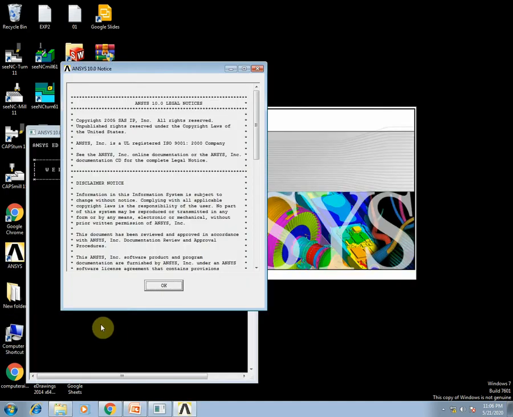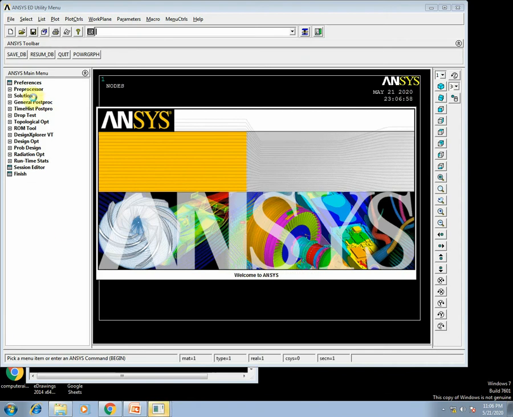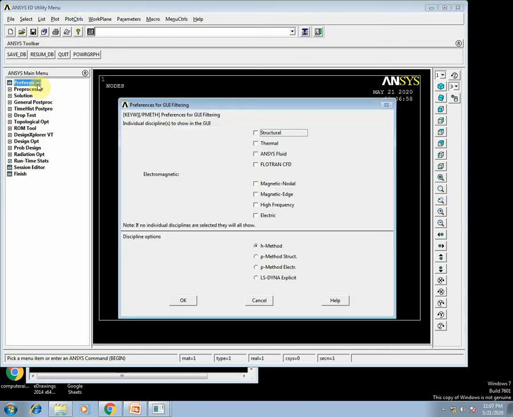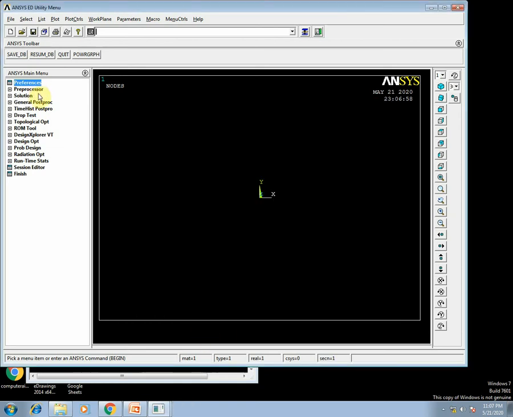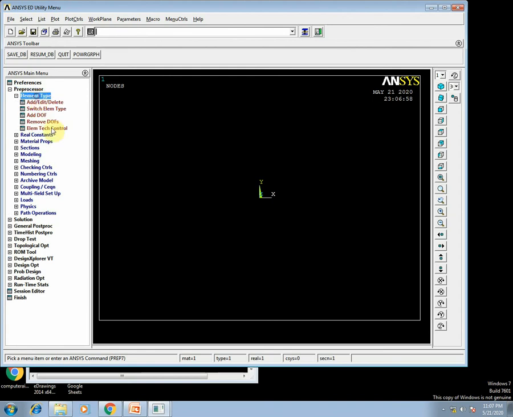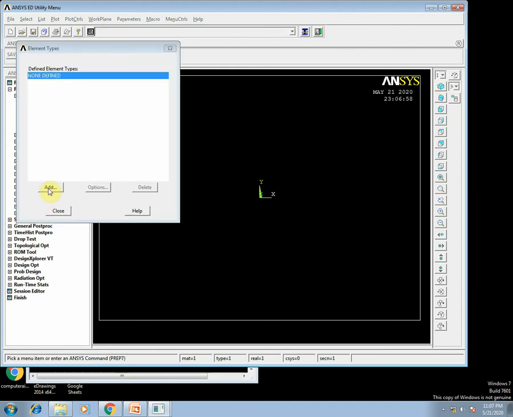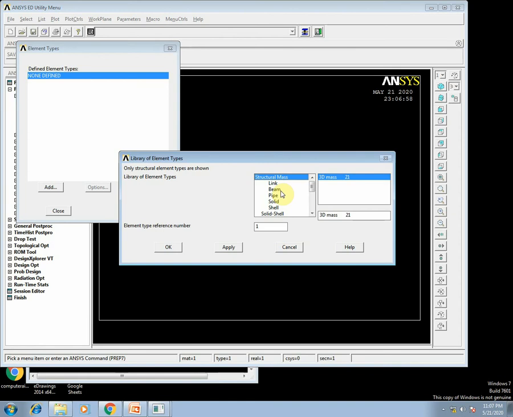I am starting in ANSYS. I am clicking the preference. Here so many options are there: thermal, ANSYS fluid, flotran CFD, magnetic, nodals. But beam is structural, so I am going to click on structural. Okay. Preference, element, I am going to add an element. Add one element, it's a beam, 2D elastic 3.